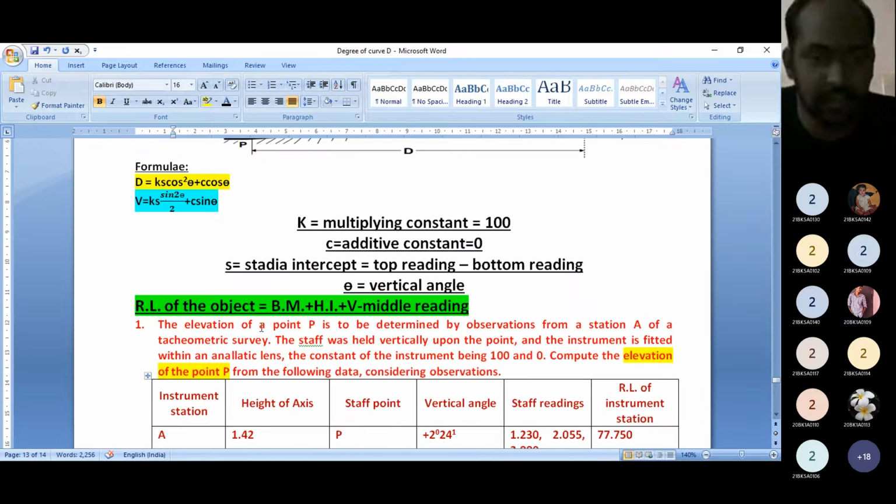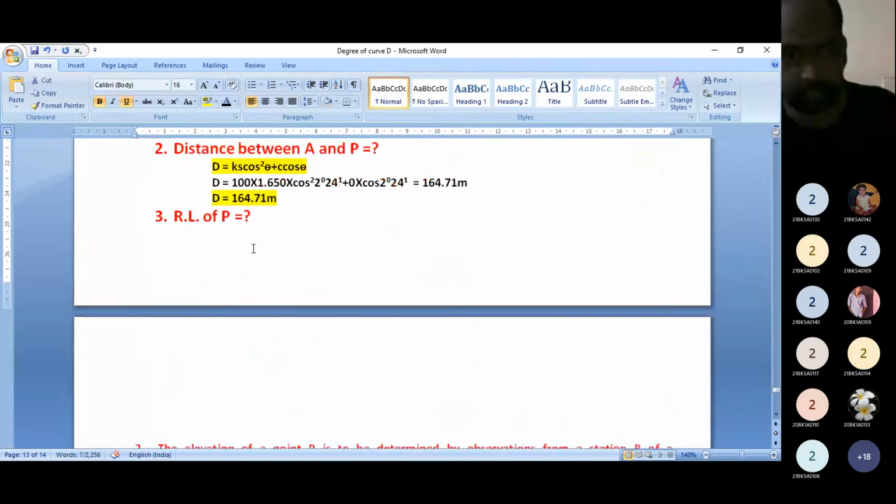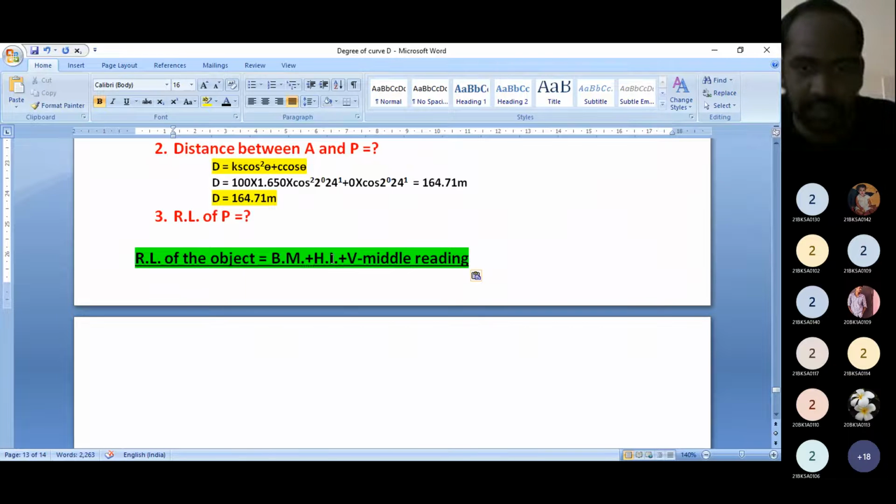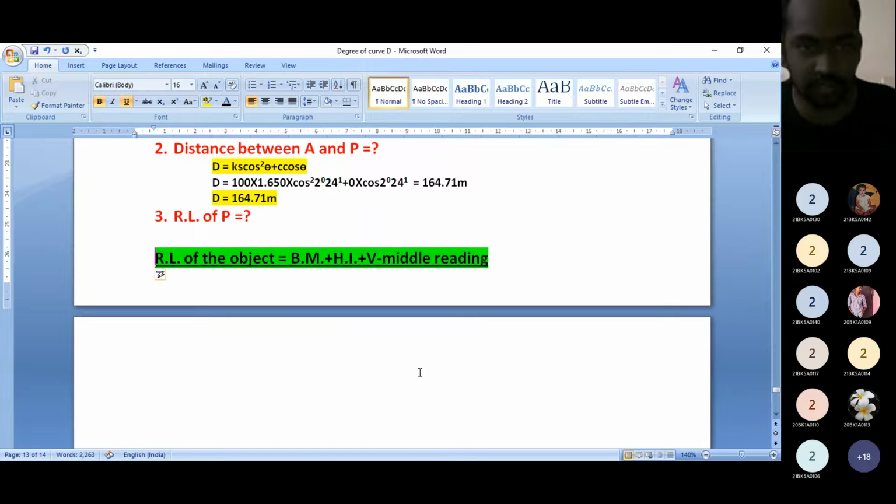So what is the RL of P here? This is the formula: RL of the object, or RL of P, is equal to benchmark plus height of the instrument plus V minus the middle reading on the leveling staff which is kept at the object.